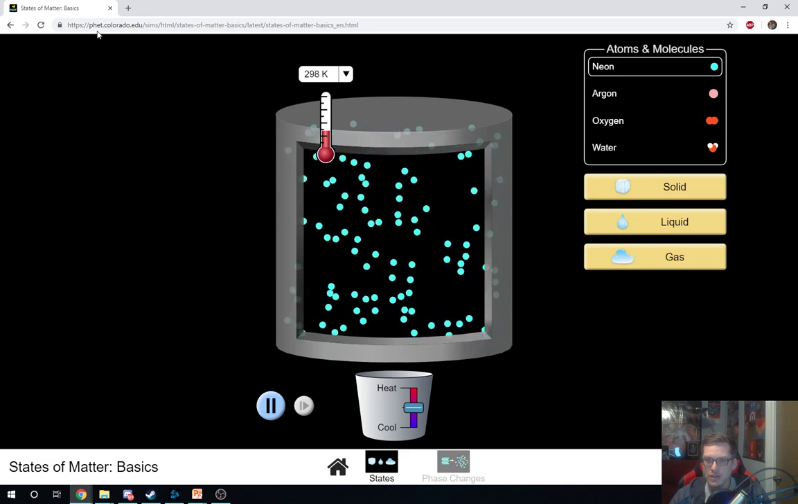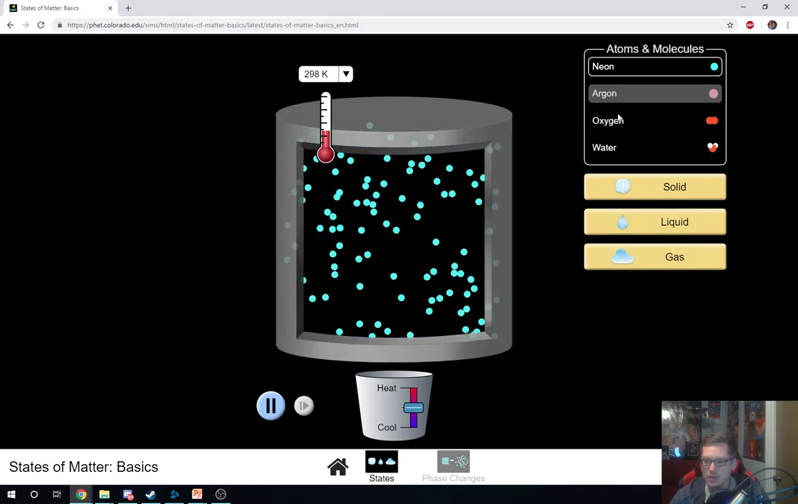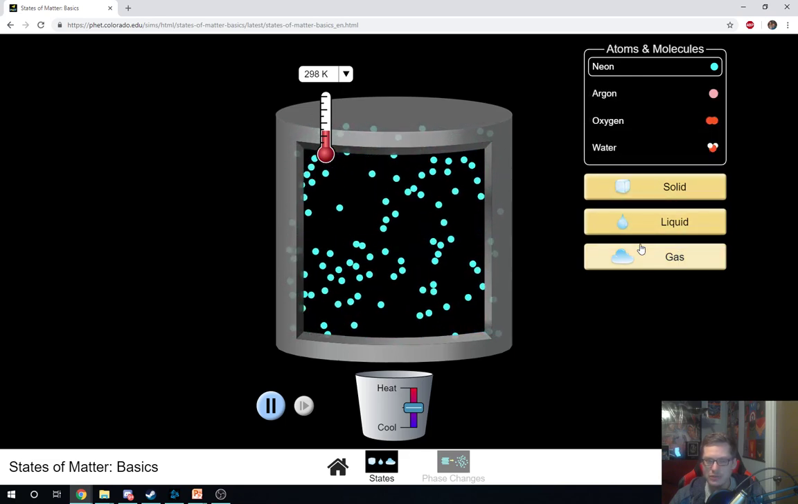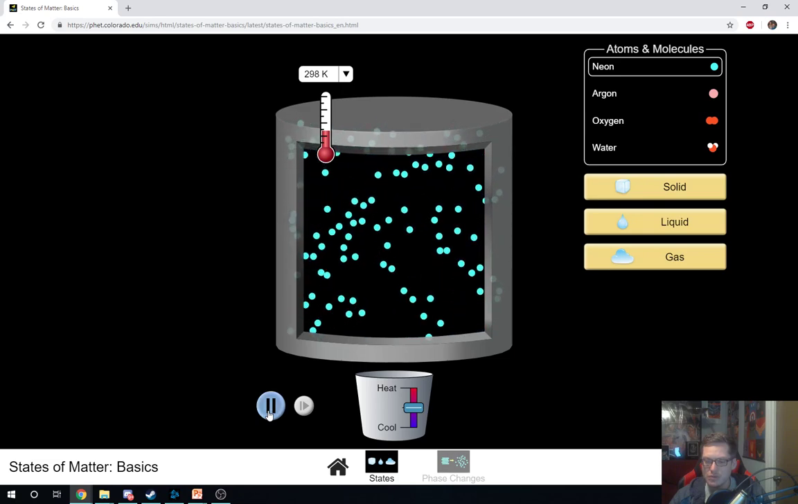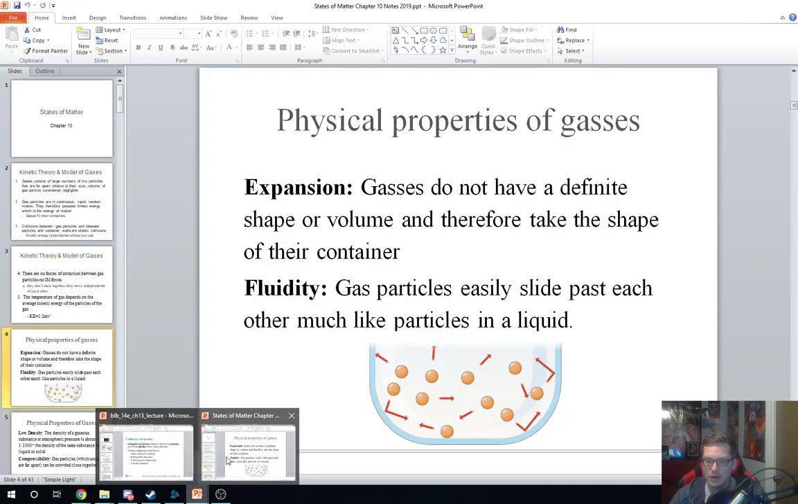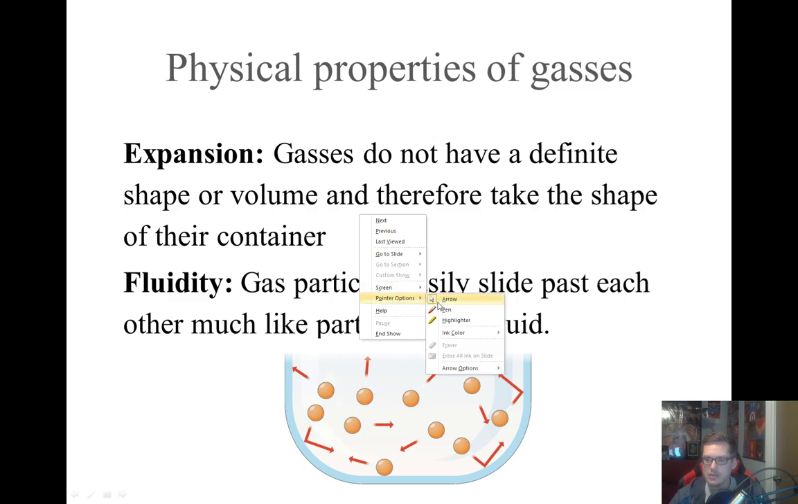This is just the PhET States of Matter. If you just Google PhET States of Matter, you can play with it. You can play with all these and change them to different substances. They've also got phase changes, which is another cool demo worth doing. We also need to talk about some physical properties of gases.